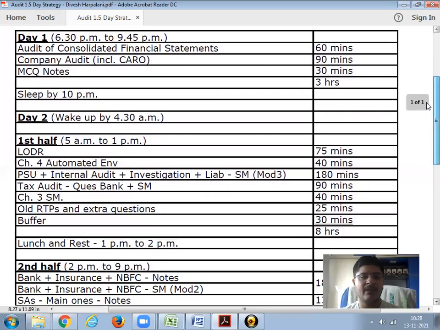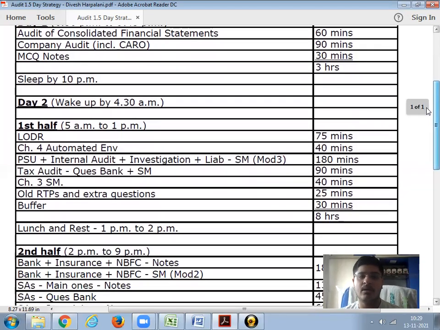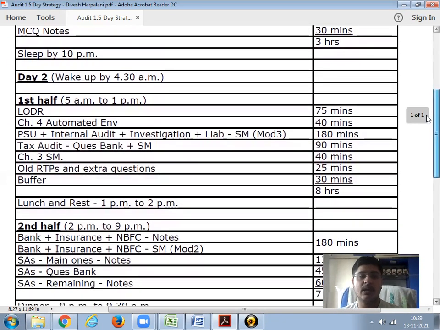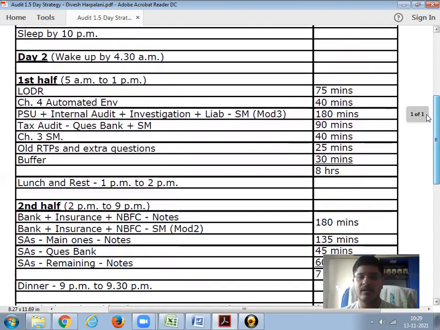I've still kept 6.5 hours on day one, because on day two there'll certainly be a compromise on the sleep. Starting with LODR on day two, first half, the reason I've kept LODR first is it is important. Those chapters which are very important and which you cannot really compromise on are something I used to keep in the first slot of the second day. That is exactly what I have done over here. So chapter 4, automated environment, there is one short question that you can expect from LODR as well. That is the reason I've kept these two over here.